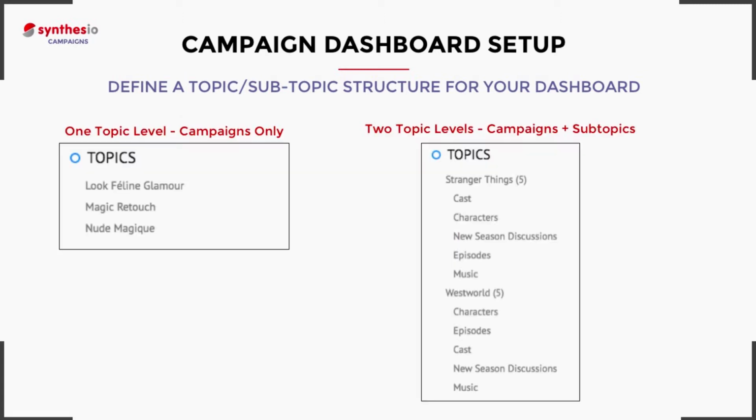If you simply want to understand your own brand's campaigns, one topic level is sufficient. If you seek to understand how your campaign breaks down over various topics, or if you want to see your campaigns in relation to a competitor's campaigns, two topic levels would provide you with that flexibility.